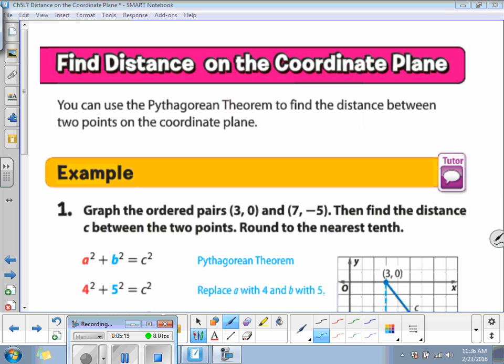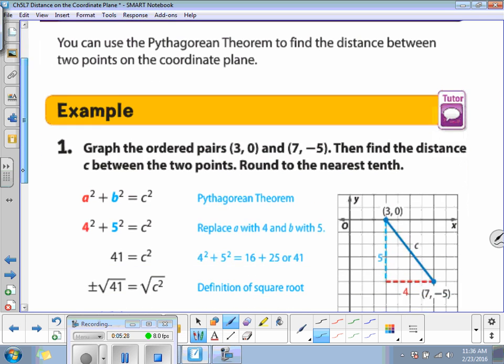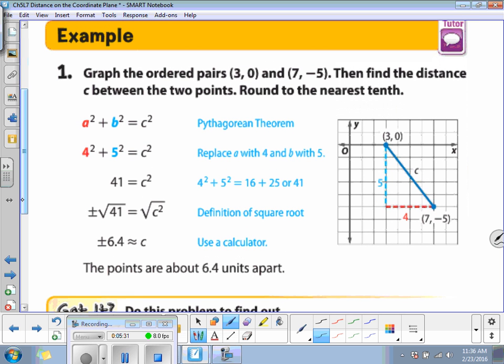Find the distance on the coordinate plane. You can use the Pythagorean theorem to find the distance between 2 points on the coordinate plane. Okay, so here, in this first example, you don't have to write this down because this is in your text pages. We're going to graph the ordered pairs (3, 0) and (7, -5). After we graph that, we're going to find the distance c between the 2 points. And then we want to round to the nearest tenth. So here is (3, 0).